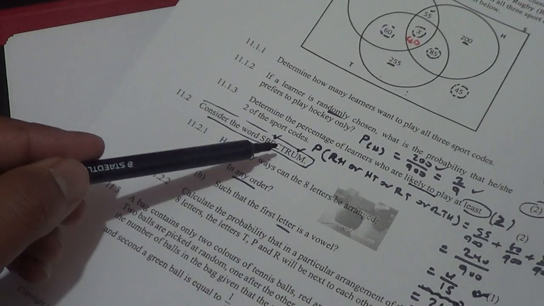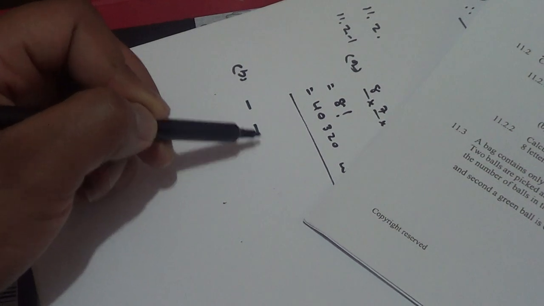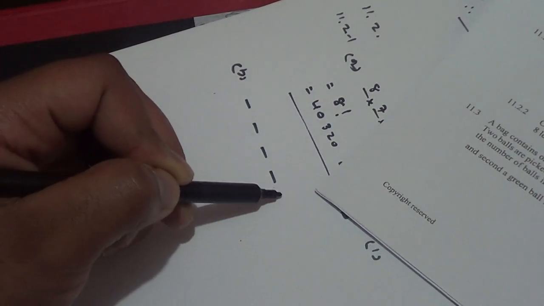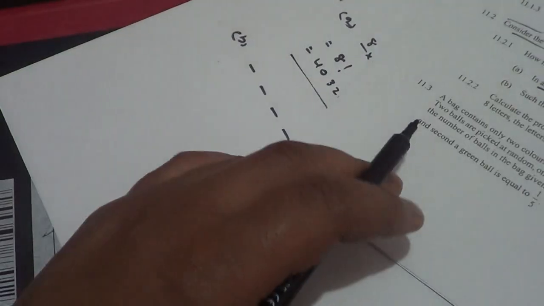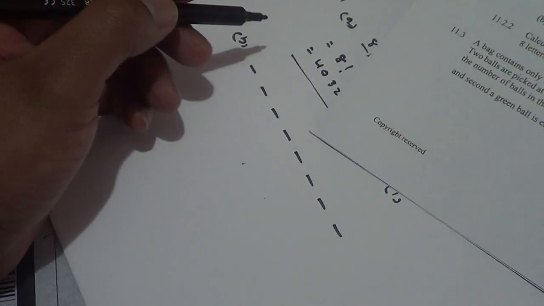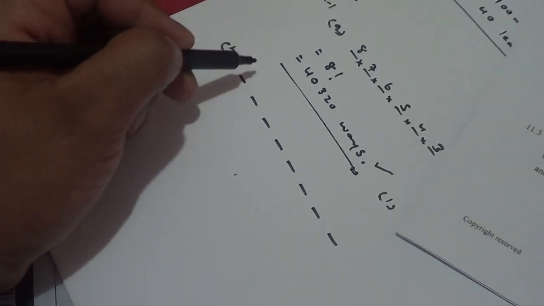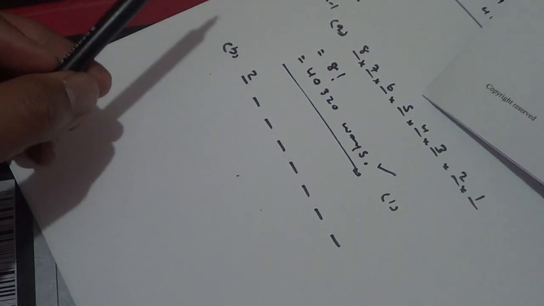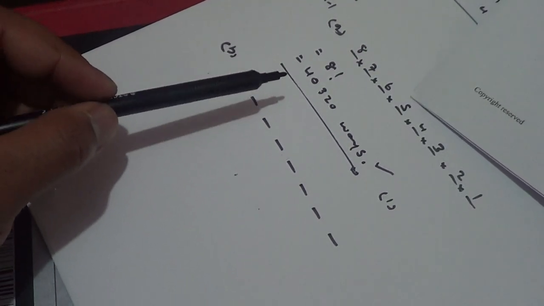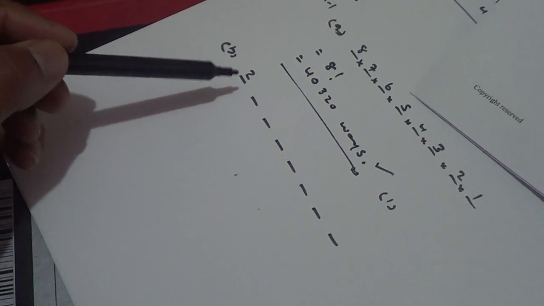So let's see. There's just 2 of them. If we have 8 spots, 1, 2, 3, 4, 5, 6, 7, 8, pay attention to the technique, guys. It works. They're saying such that the first letter is a vowel. So we have 2 options here. And once we put that down, everything else pretty much just goes. So we're just going to have 2 here.